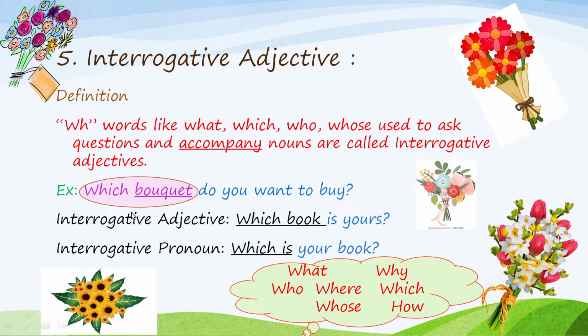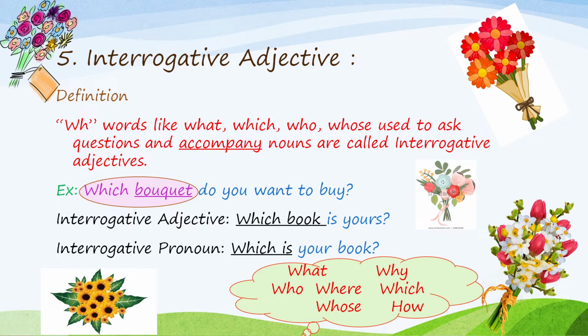For example, which bouquet do you want to buy? Here you know bouquet is actually a bunch of flowers. So it is a collective noun, and which is followed by a collective noun. So we can say here which is used as an interrogative adjective. Which bouquet do you want to buy?